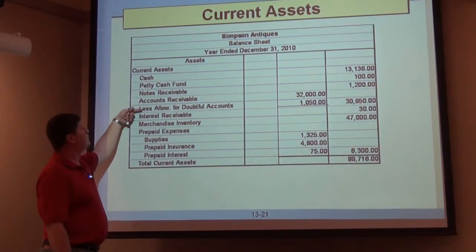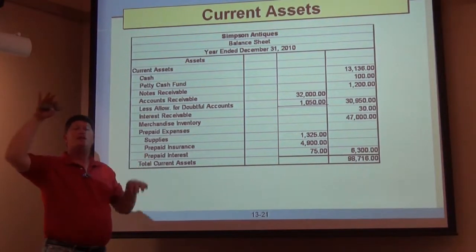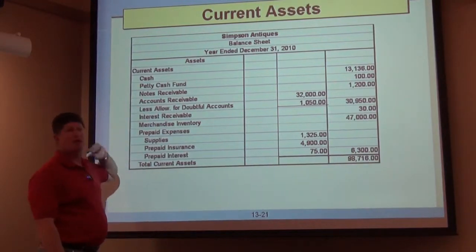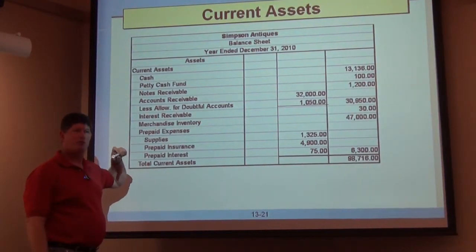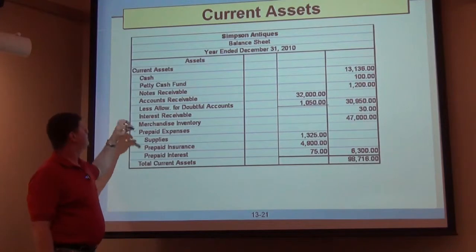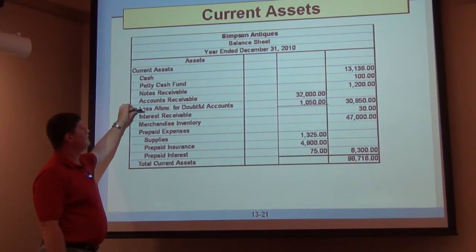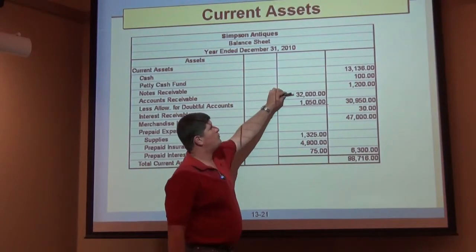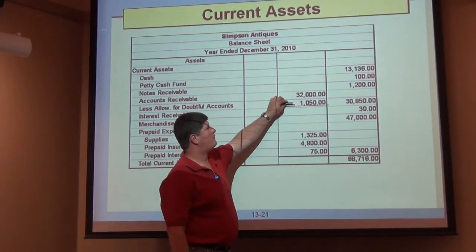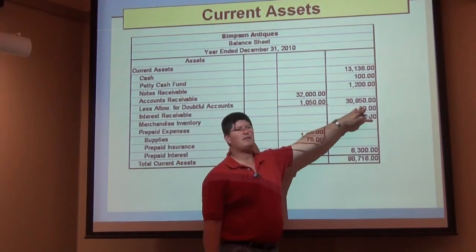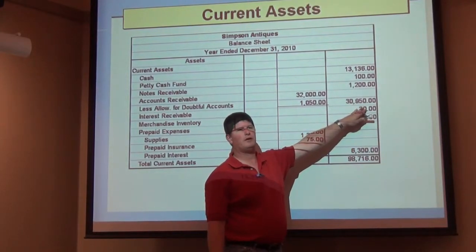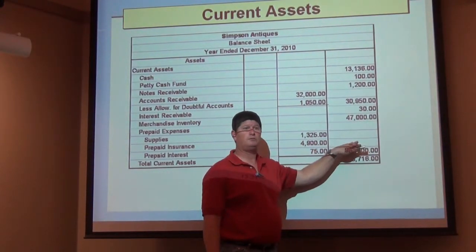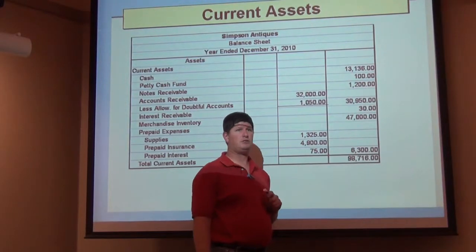Then I have accounts receivable. I want to just highlight the presentation here because we talked about that allowance for doubtful accounts in chapter 12, right? So we've got accounts receivable, less allowance for doubtful accounts. Look at the presentation. My accounts receivable is 32, my allowance is 10.5, and I carry my net realizable balance out over here in the column where I'm going to total. You guys see the presentation?